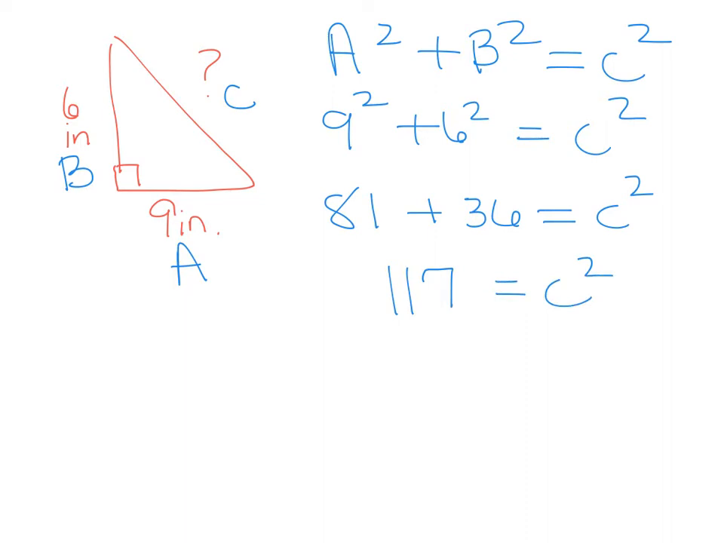Now, we never just want c squared, we want c. So when you have c squared, how are you going to get c? This is where the square root comes in. We're going to take the square root of both sides.